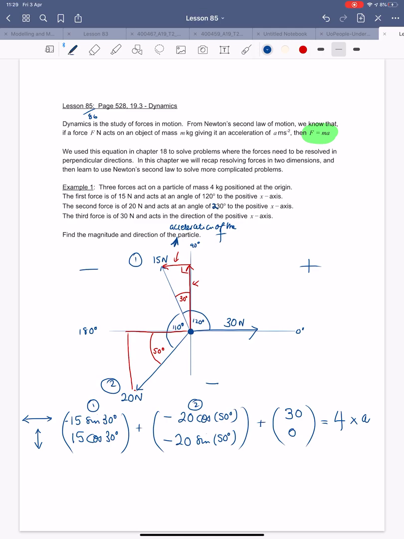Right, so calculator now. So I've got minus 15 sine 30 degrees minus 20, I'm doing the horizontal ones first of all, cos 50 degrees plus 30 is 9.6. So acceleration, we've got to divide it by 4. 2.41.